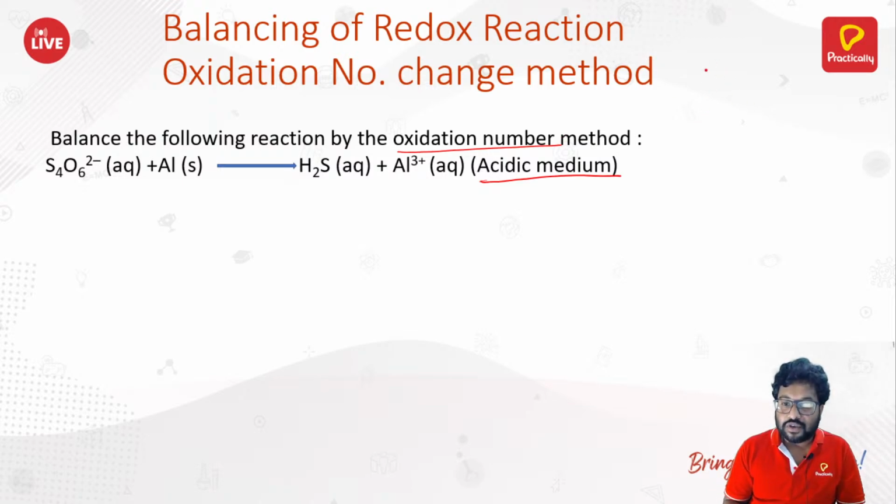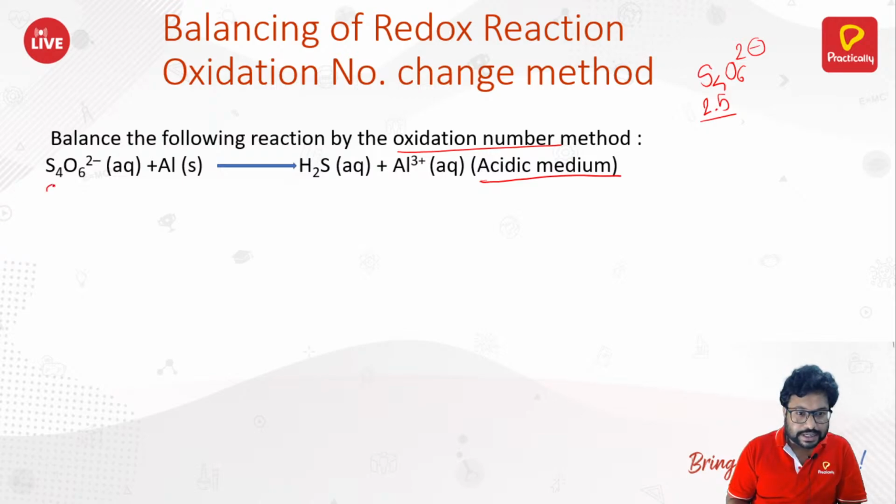Now S4O6 2 minus. Let's find this out. 6 into 2, 12. 12 minus 2, 10. 10 divided by 4, 2.5. So each sulfur is in a 2.5 oxidation state here. The sulfur's oxidation state is 2.5.